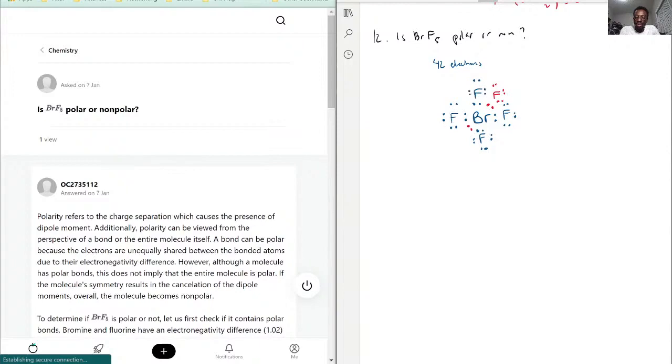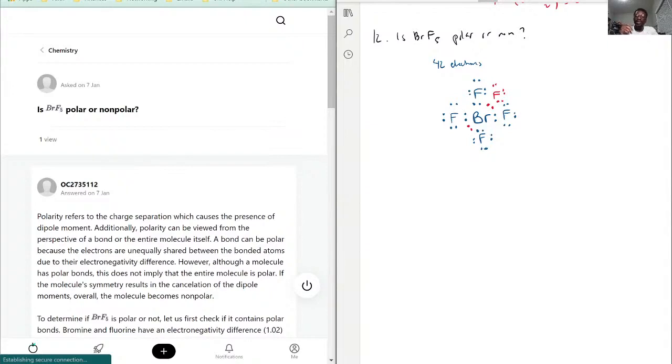You'll see some atoms in the periodic table break the octet rule. Usually it's the bigger ones. For example, bromine here breaks the octet rule, where instead of 8, it now has 12 electrons surrounding it.